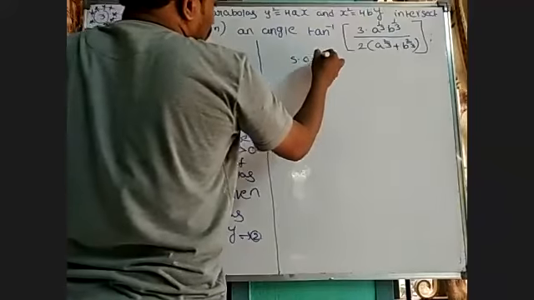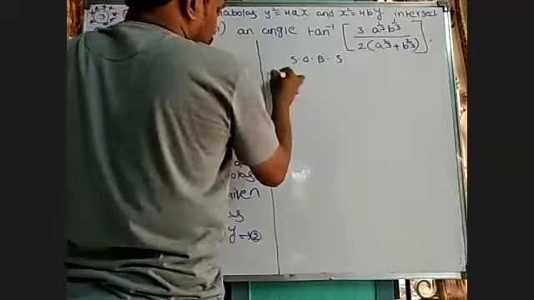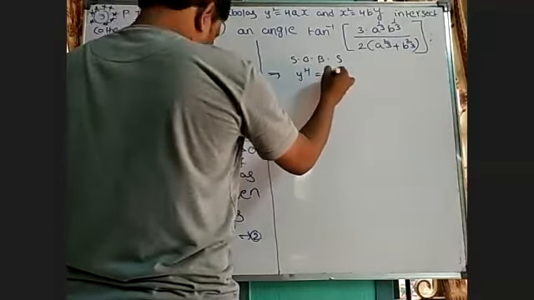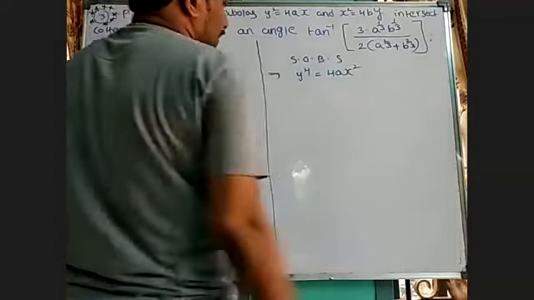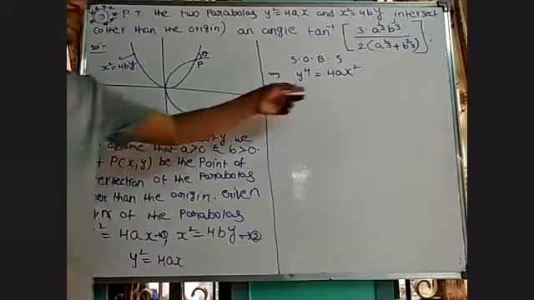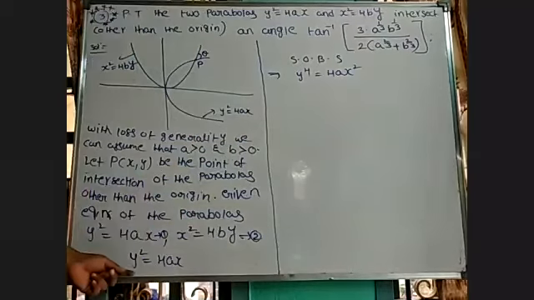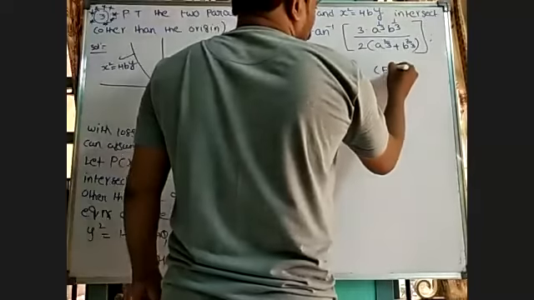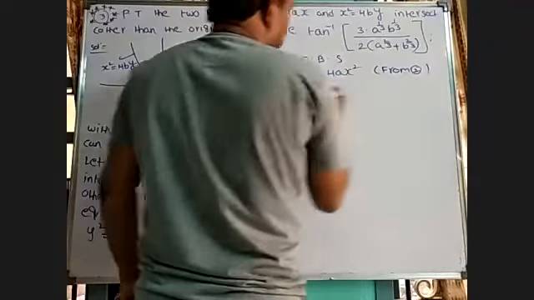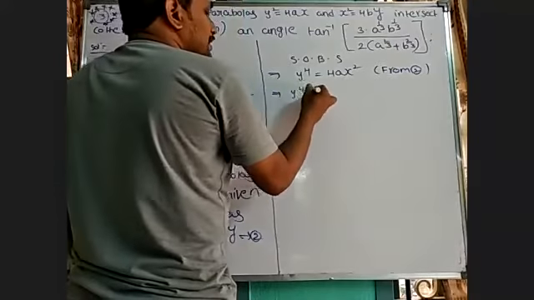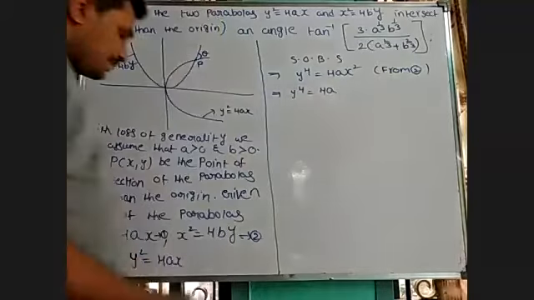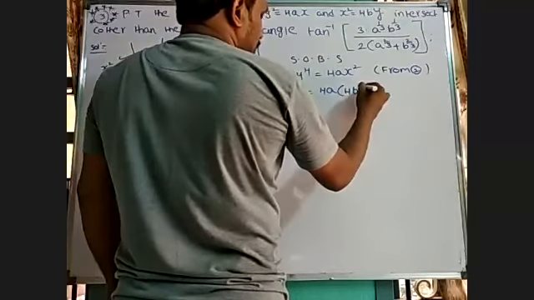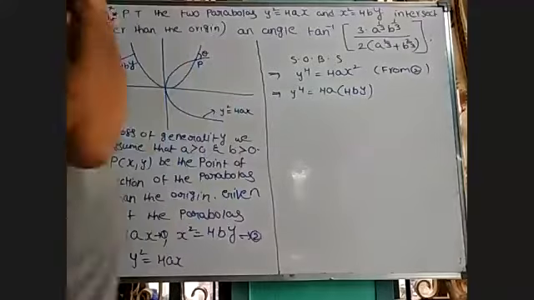Squaring on both sides, what we get? From this, y square means y power 4 is equal to 4ax whole square, we can take. Okay, y power 4 is equal to 16a square x square. Next, x square from 2, what we write? y power 4 is equal to 16a square into x square means 4by. Okay.